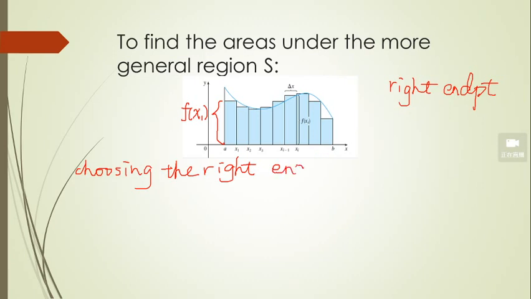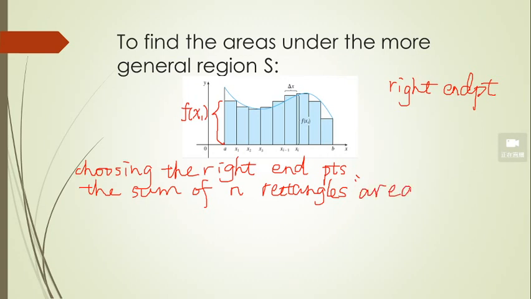Now let's form the area, choosing the right endpoint. The sum of n rectangles' area. I guess my handwriting improves a lot today.